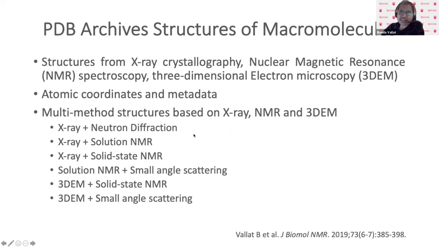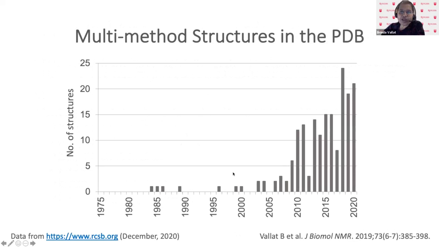The PDB also archives certain structures that are determined using multiple methods. These methods usually use one of the traditional methods such as X-ray, NMR, or 3D EM in combination with other methods such as neutron diffraction or small angle scattering. And these multi-method modeling approaches result in structures at atomic resolution. Here's a plot of multi-method structures archived in the PDB over the years, and you can see that multi-method structures have been increasing in the past decade.